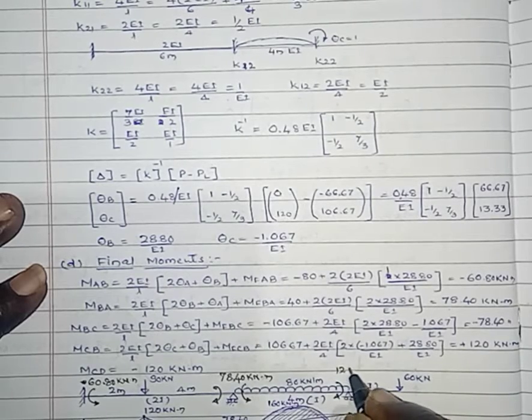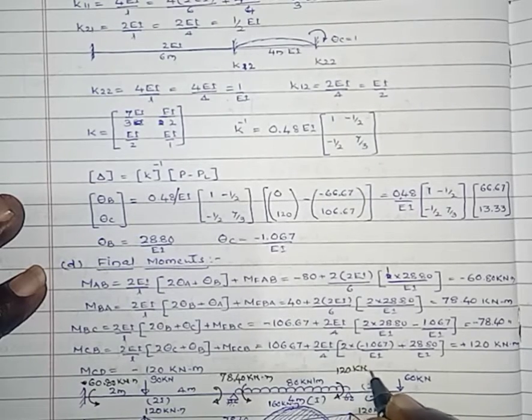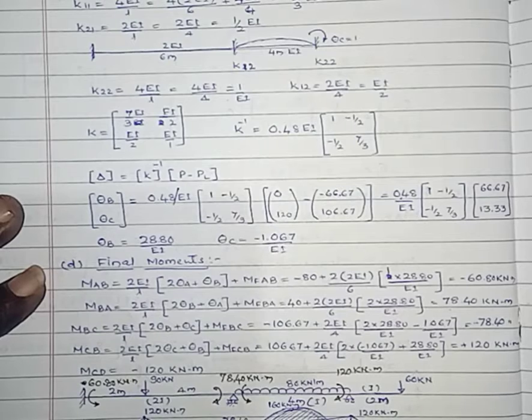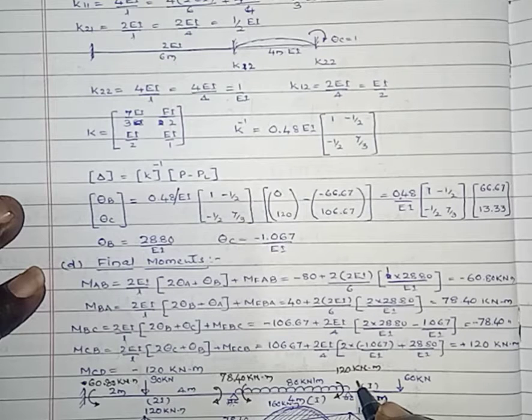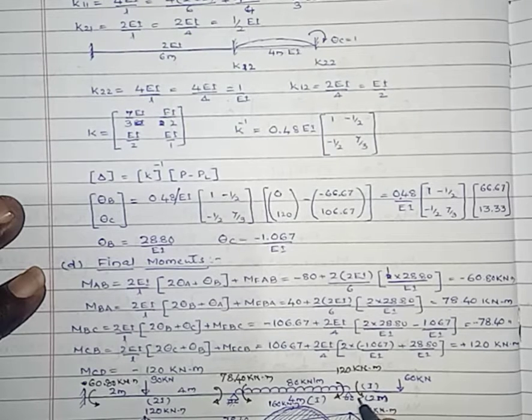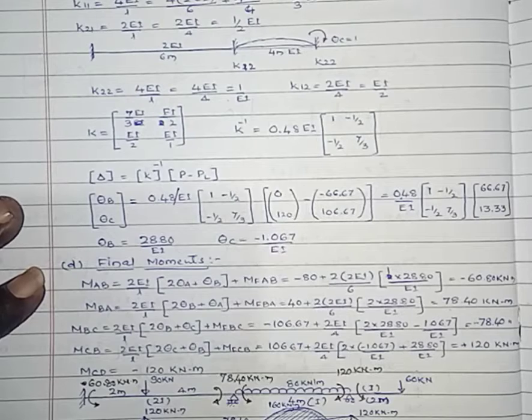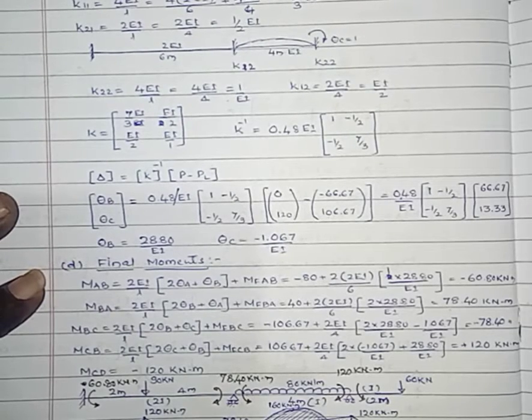Then here you have calculated the actual moment. Here in this overhang span, the resisting moment is 120 kilonewton meter, that we have to show.